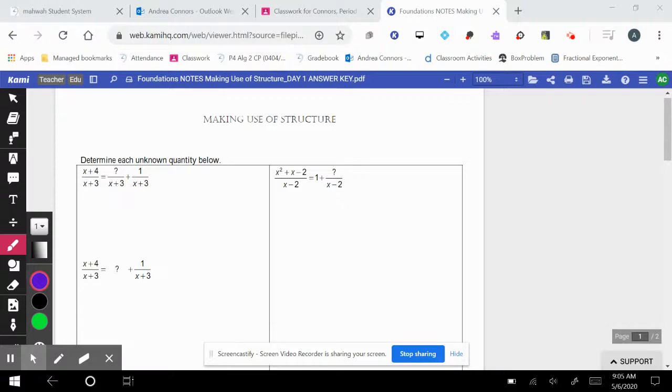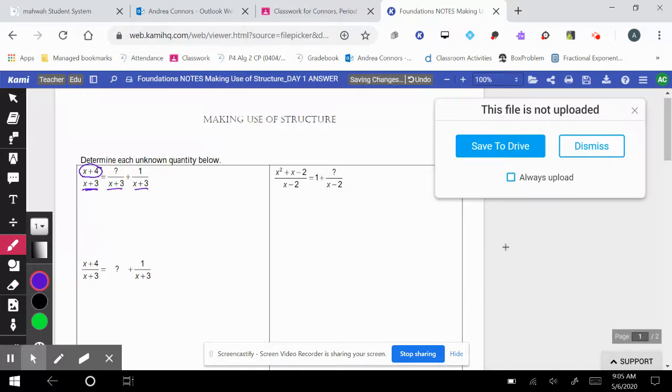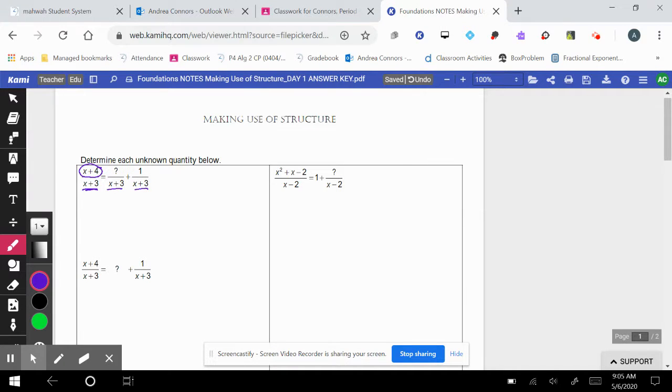Okay, guys, so today we're going to be making use of structure, and it's pretty much just rewriting expressions in different ways. So determine each unknown quantity below. You have an x plus 3 on the bottom, and you have it for both, and you have an x plus 4 on top, and that equals something that we don't know plus 1. So what plus 1 would give me x plus 4? Well, if I needed to, I can always subtract. I can do x plus 4 minus 1, which would give me x plus 3, and that goes right here.